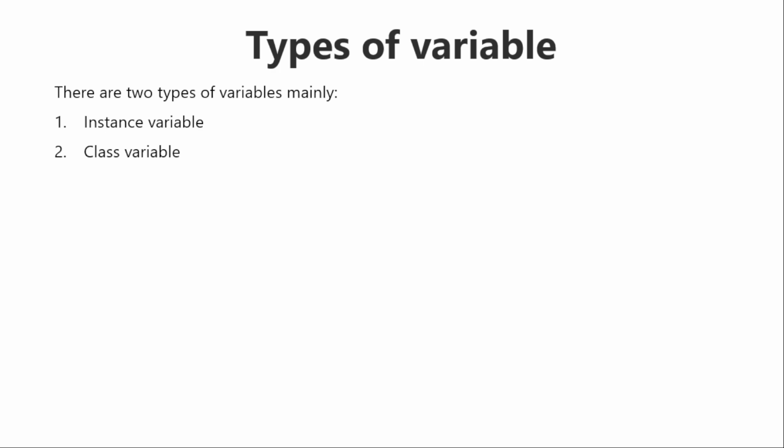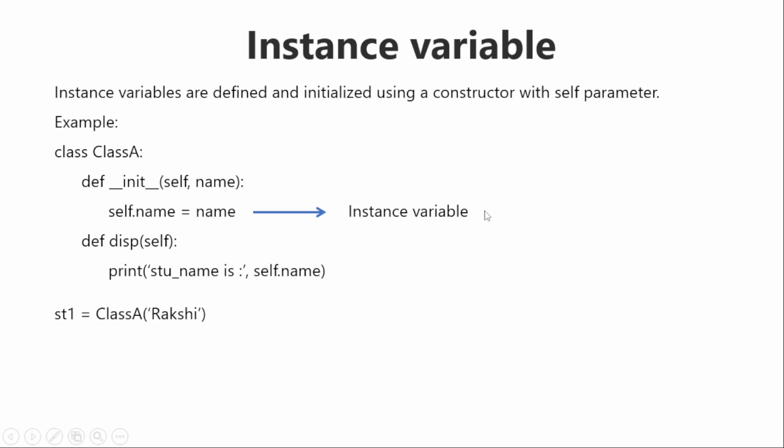So now let us move on to types of variables. Basically we have two types of variables, mainly instance variables and class variables. Instance is also known as object, as I said before in classes and objects. So instance variable and class variable are the two types of variables. The first one is instance variable.